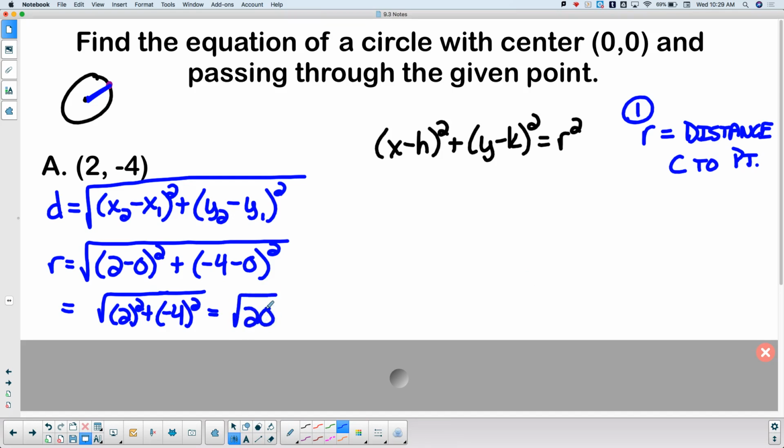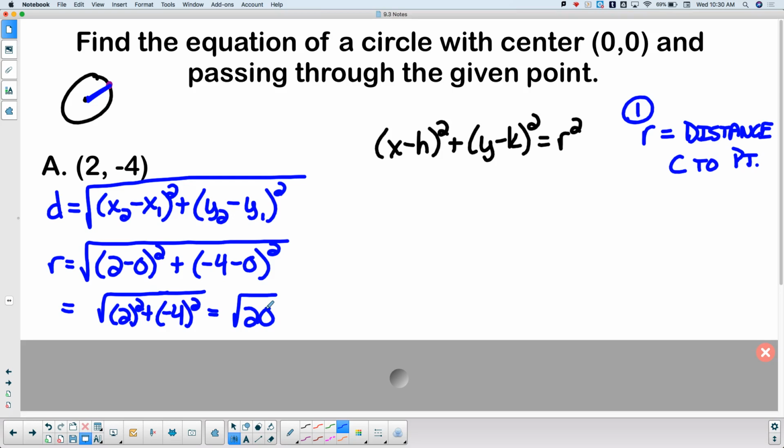Now, if I was asking for the radius, would I like the square root of 20 as an answer? Why not? It's not in simplest radical form. I want 2 square roots of 5 there instead. Okay? Here, am I asking for what the radius is? No. So I can leave it as the square root of 20.